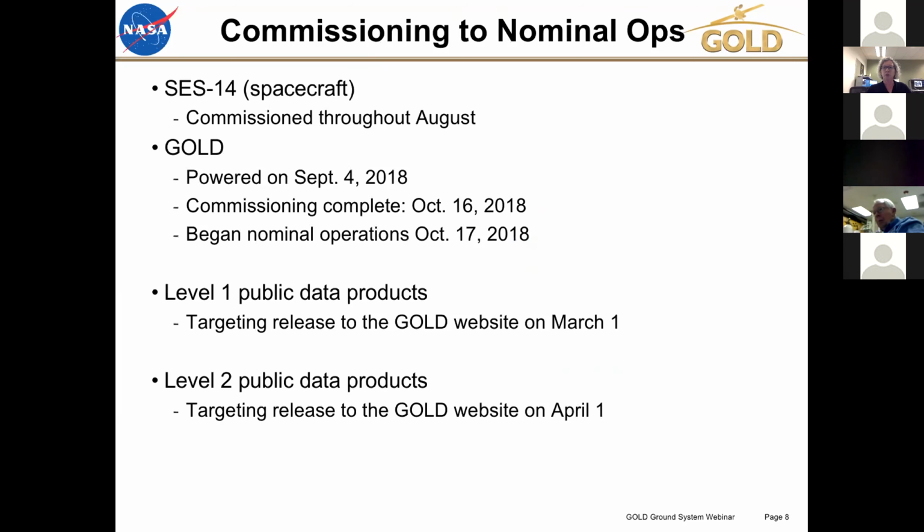The level 2 data products really use these level 1 data products in order to make that product. And so because they need the level 1 products to be stable and then to be able to test their algorithms based on that, they have an extra month before those data products need to be released. So the level 2 data products, we're targeting a release on April 1st.